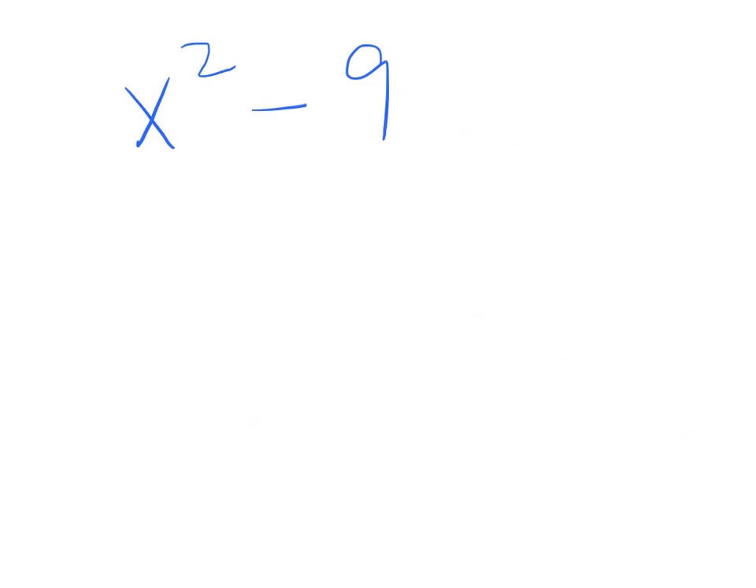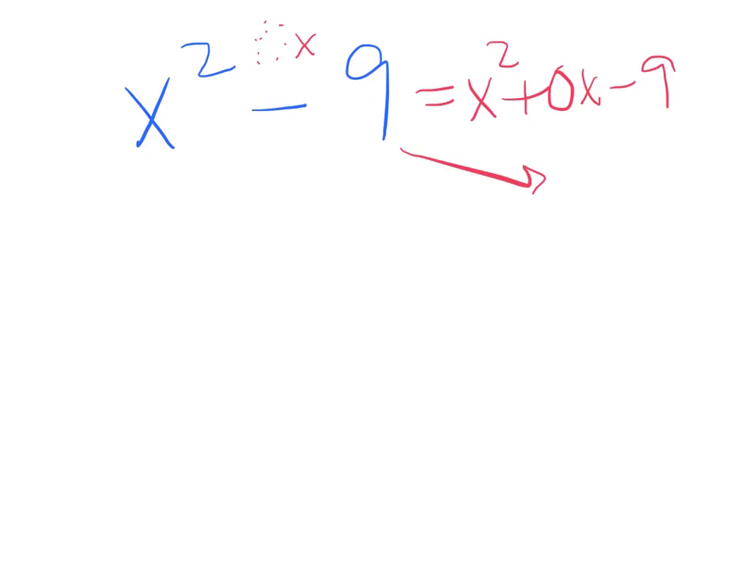This is yet another kind of trinomial. This is a binomial this time, not a trinomial, because I only have 2 terms. This here, another way to think about this is to say x squared plus 0x minus 9. Because I do not have just an x in here, so I know my coefficient on my x term is 0. So I'm thinking now about ways that I could multiply to 9.